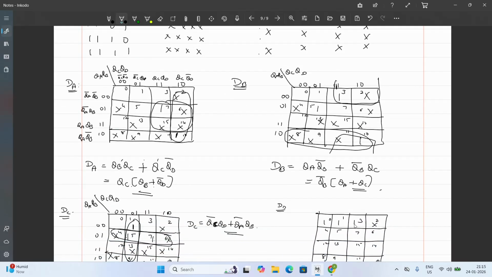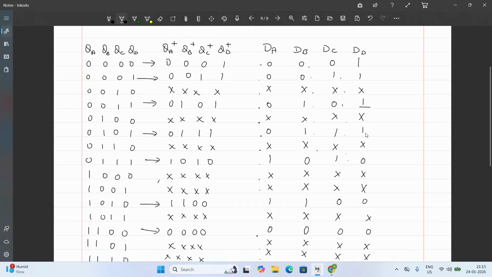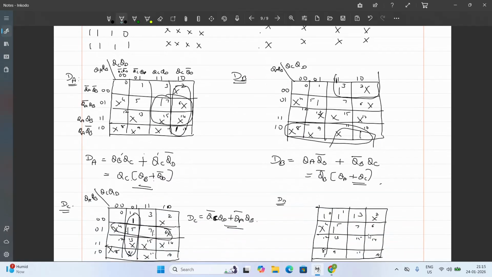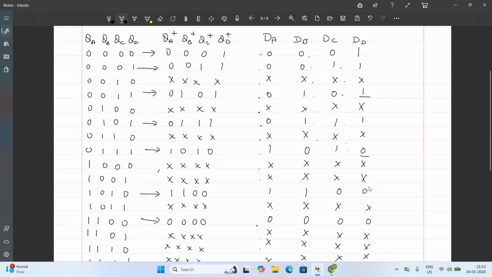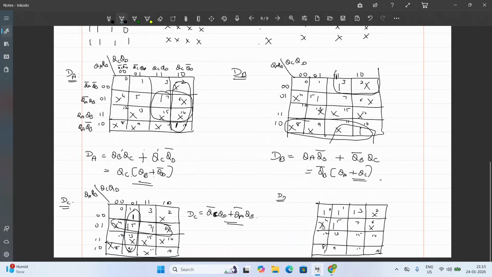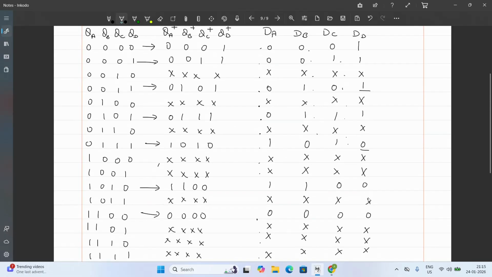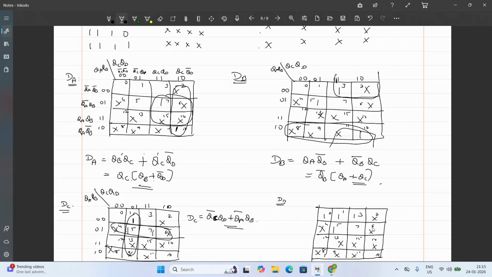One, X1. Okay, then X1, X, X1, X0, and XX, 0X, X, X0, X. The last one will be 0, X, X. So you have 1, 1, 1, and this one here.